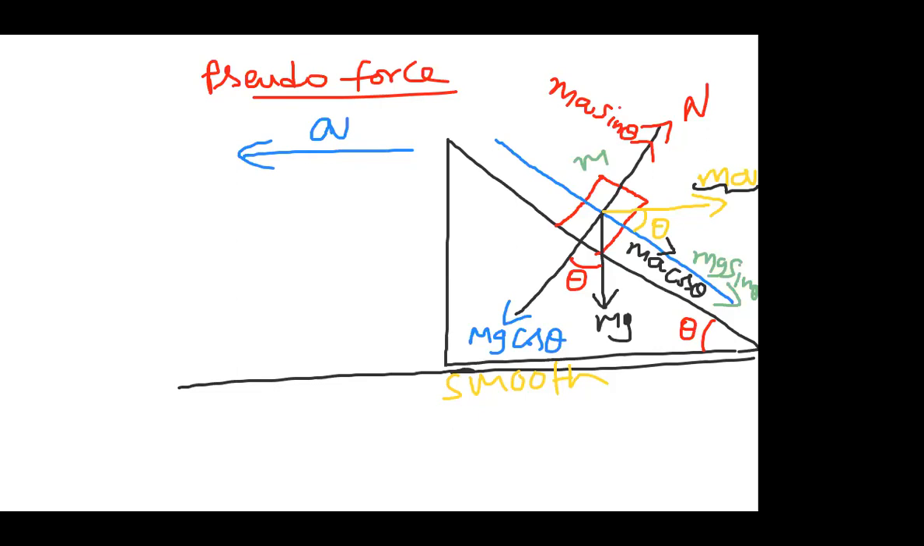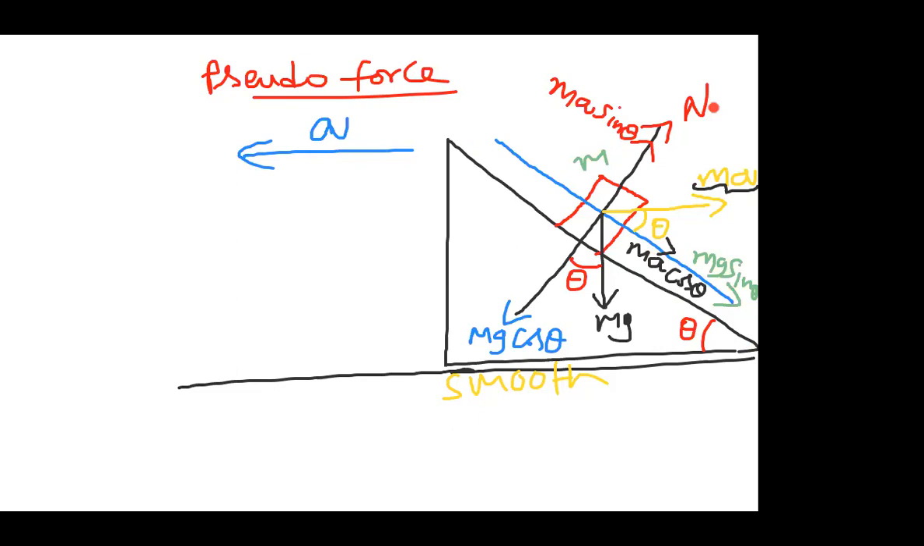So what I did here is, the pseudo force MA I resolved into two components. One is MA cos theta, the other one is MA sin theta. MA cos theta is parallel to the slope, and MA sin theta is normal to the body, in the direction of the normal to the body.